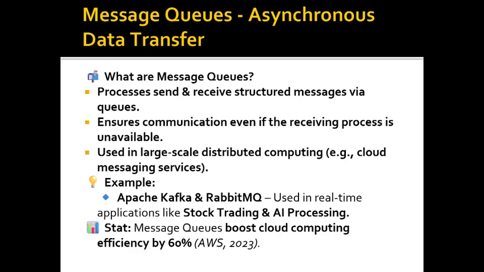What are message queues? Processes send and receive structured messages via queues. They ensure communication even if the receiving process is unavailable. They are used in large-scale distributed computing, for example, cloud messaging services.